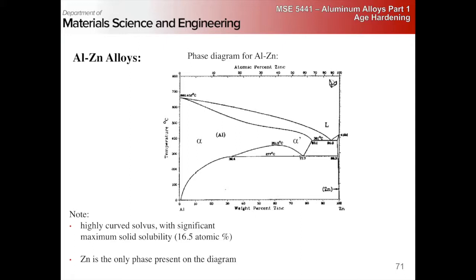Aluminum zinc is really interesting. We have a very highly curved solvus, with significant maximum solubility, 16.5 atomic percent. But we've got something else going on here. What's going on in this part of the phase diagram? Alpha and alpha prime. What's this region?